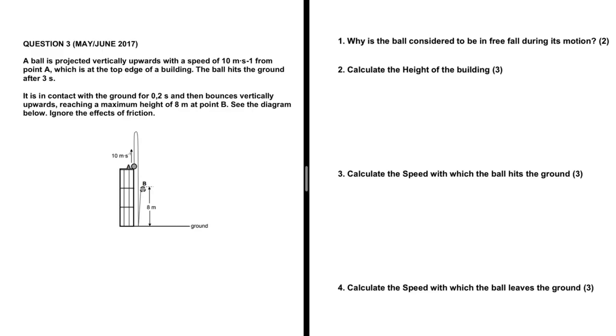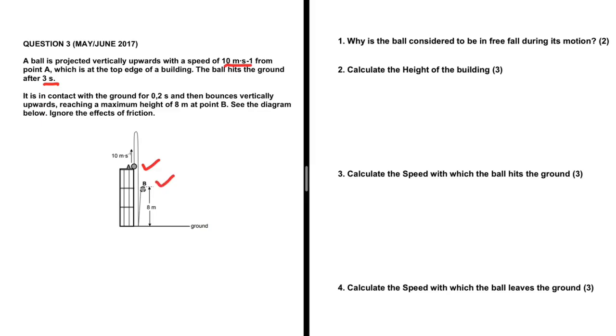So we have a ball that is projected vertically upwards with a speed of 10 meters per second from point A. The ball hits the ground after 3 seconds. It is in contact with the ground for 0.2 seconds and then bounces vertically upwards, reaching a maximum height of 8 meters at point B. See the diagram below. We can clearly see this is point A where it is projected, and this is the maximum height B it reaches after its first bounce.